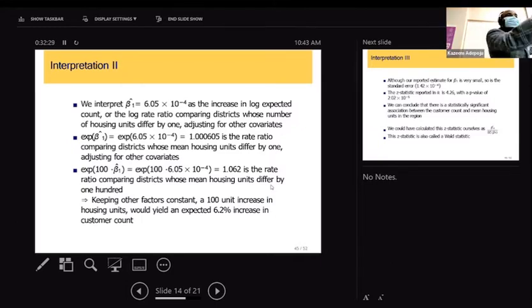You can also look at the effect of a 1,000 unit increase. If you want to look at the effect of a 1,000 unit increase, plug in 1,000, multiply by what you get for beta 1, and take the exponentiation. You're going to see the increase. Okay, now that's for the housing.